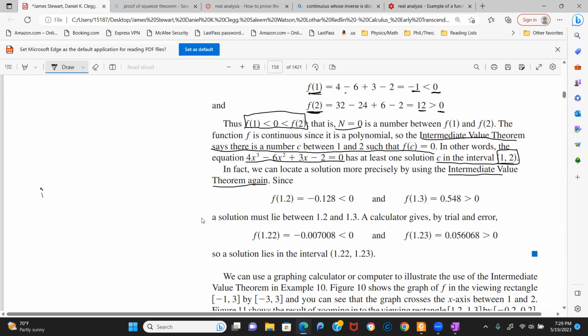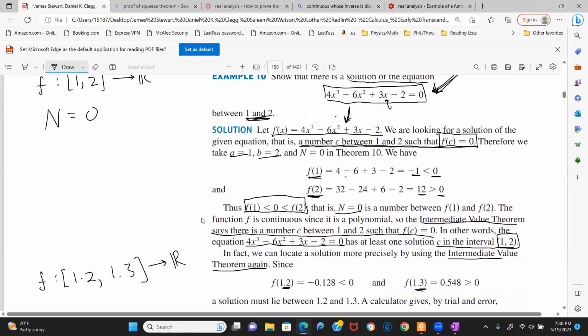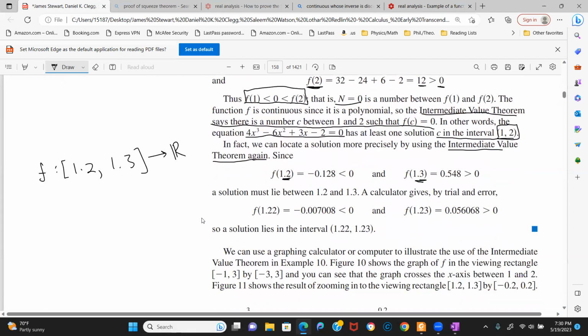Now they're going to consider f on the interval from 1.2 to 1.3, with values in the reals, of course. And f is this same polynomial right here, which comes from this equation. What they see is that f of 1.2 is less than 0, and f of 1.3 is greater than 0. So 0 is between f of 1.2 and f of 1.3, so there has to exist a number c. Now c went from being between 1 and 2 to being between 1.2 and 1.3. That's a much smaller interval.